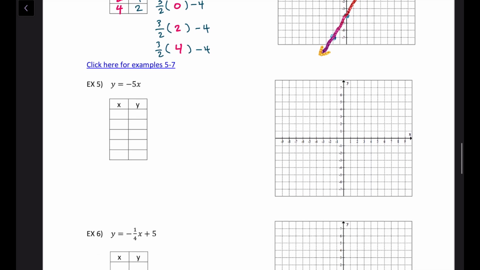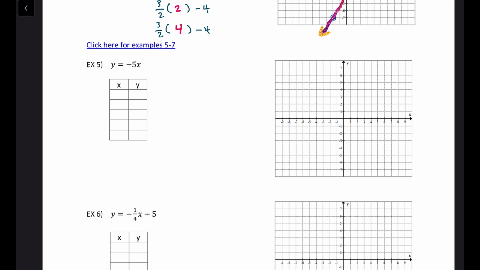All right, number 5 does not have a fraction with the x, so we are good with picking our regular values that we were doing earlier: -2, -1, 0, 1, and 2. And this one we're just multiplying. There's not any extra math to do here, so -5 times our x every single time. So we can just mentally do this one, I think. -5 times -2, that's 10. -5 times -1 is 5. Anything times 0 is 0. -5 times 1 is -5, and -5 times 2 is -10.